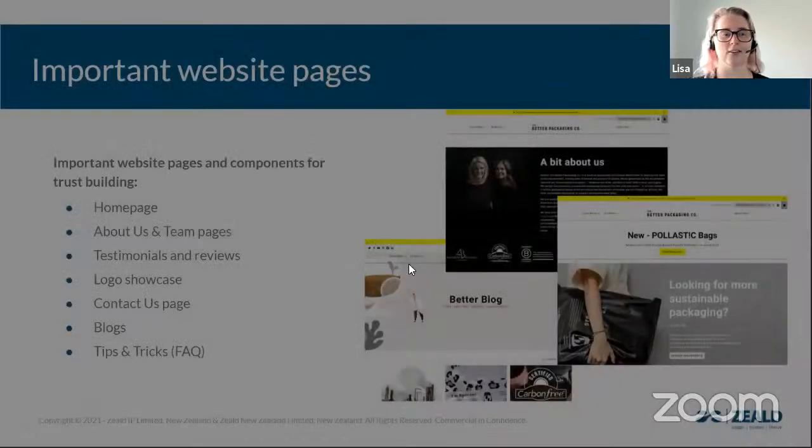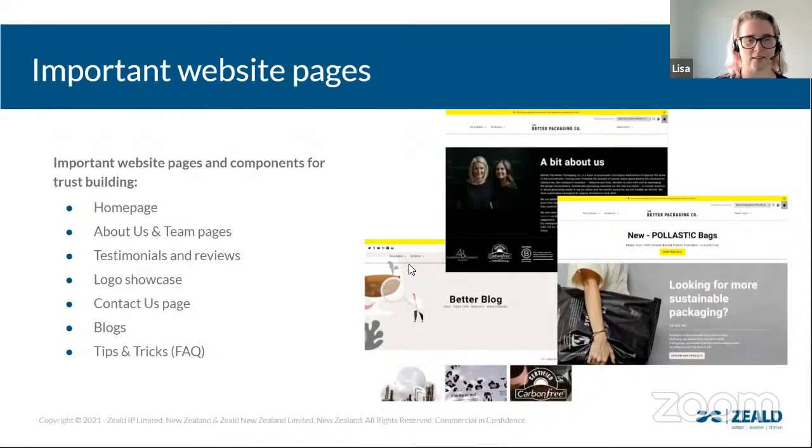So now we're getting into the important website pages. As I already covered off, this is where we're going through the homepage, the About Us and Team pages, testimonials and reviews, logo showcase, contact us page, blogs, tips and tricks, FAQs, etc. This example here is great, showing how they've incorporated different areas with slightly different design to get these important website pages optimized and get the right messaging across.